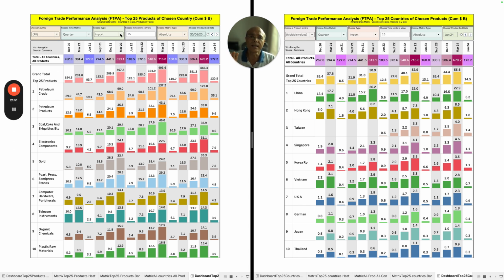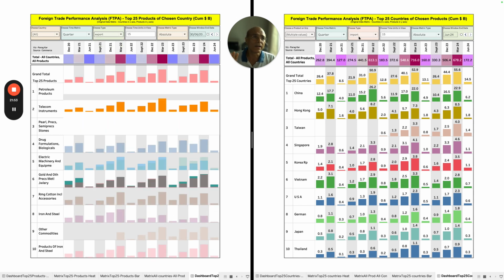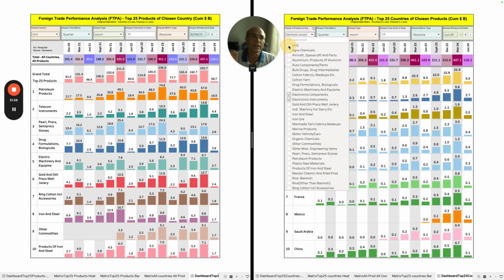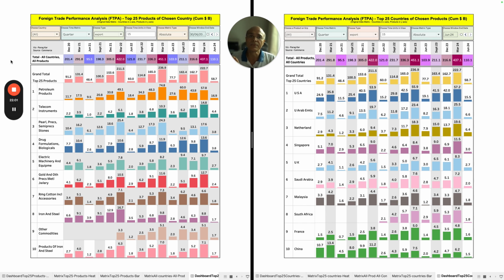Now let's switch gear and do exports. Right, so if I do exports here, you will be able to see where we are exporting. And I'll do all the items here. If you look at exports, again with the same philosophy of reading this chart, you will find that as regards exports we have got petroleum products, telecom instrumentation, where the smartphones are, right? And then we have some other items, drugs, electronic machinery, etc. And where we are exporting: US, UAE, Netherlands, Singapore, and China is 10th. See, that's why it's a very difficult situation as far as China is concerned.